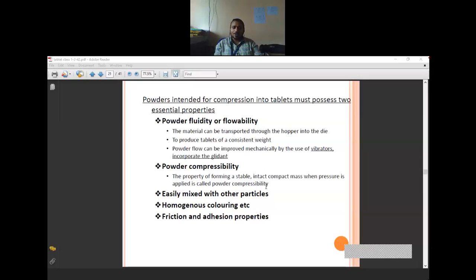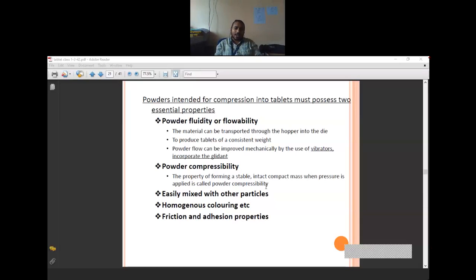Next, we have to check homogeneous coloring. If we are adding a coloring agent to the tablet in the formulation, we have to check whether the color is properly mixing with all the other granules. If it is not properly mixed, then some portions will be colored and some portions will be white, and the attractive nature is not up to the mark. So when we add color, it should be uniformly distributed to all the granules.